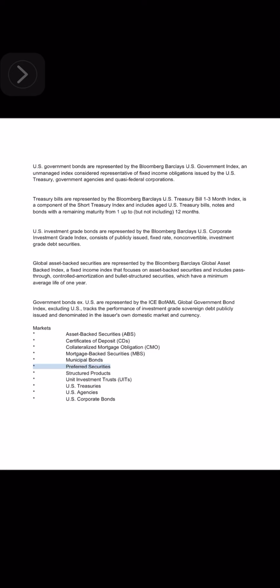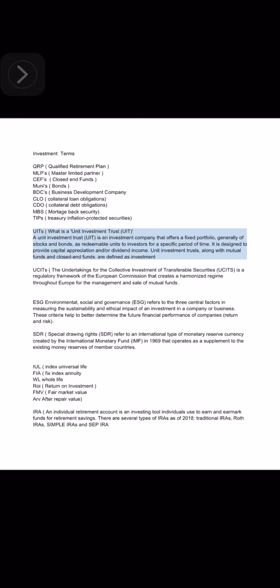What is a unit investment trust? UIT. A unit investment trust, UIT, is an investment company that offers a fixed portfolio, generally of stocks and bonds, as redeemable units to investors for a specific period of time. It is designed to provide capital appreciation and/or dividend income. Unit investment trusts, along with mutual funds and closed-end funds, are defined as investment companies.